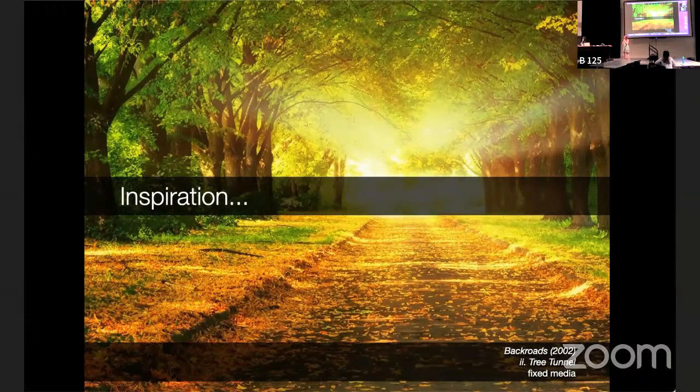I would like to play a movement of a piece of mine from 2002 called Backroads. This is movement 2 called Tree Tunnel. It's a fixed media piece. So the questions I ask with this piece is, are you inside the car? Are you outside of the car, watching the car go by? Are you inside the car and are you paying attention to your driving, or are you inside the car and daydreaming?